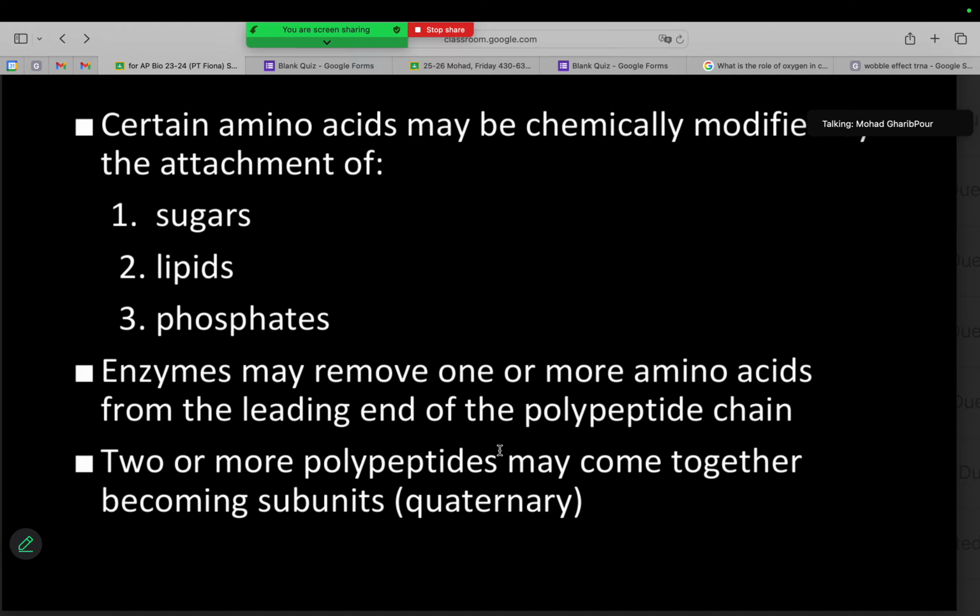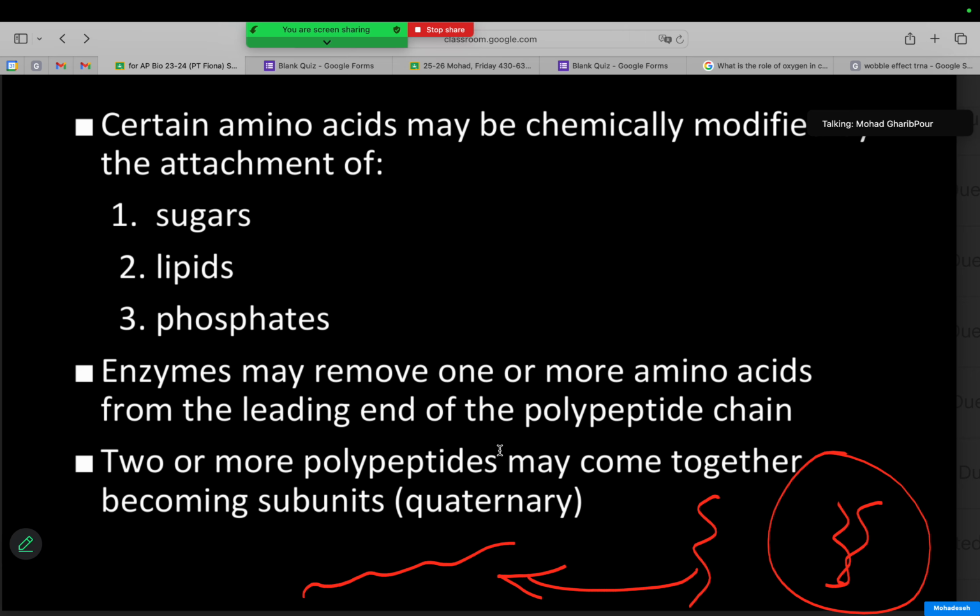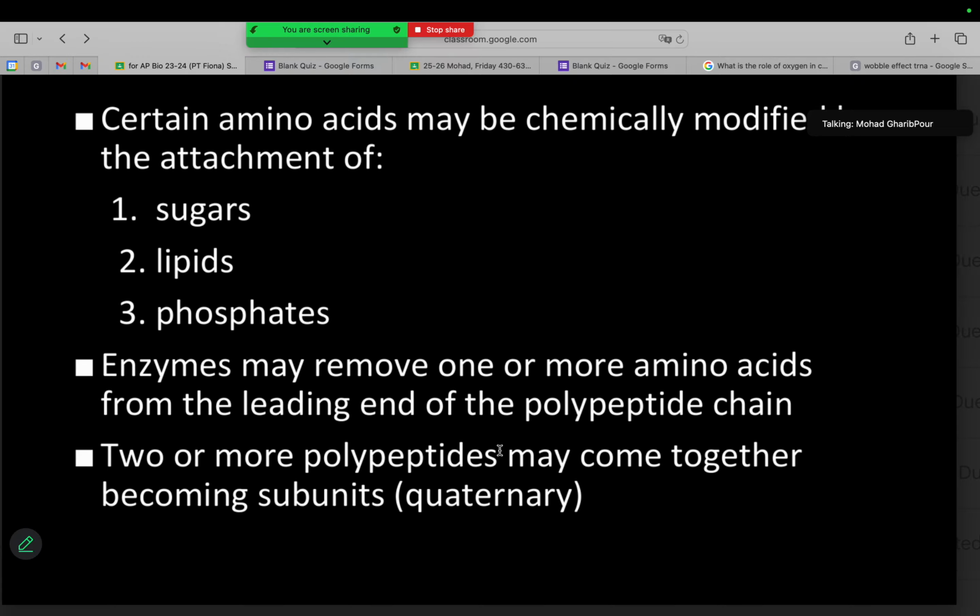Two or more polypeptides may come together, becoming subunits. So you have one chain just produced here, another chain produced here. They'll come together and create one protein, which would be the quaternary structure. The definition of a quaternary structure is two or more polypeptides that are attached to each other.